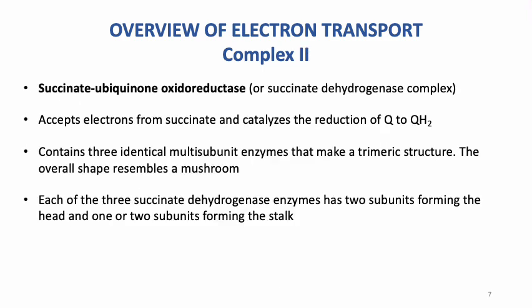The second complex, complex 2, is also named succinate ubiquinone oxidoreductase because it accepts the electrons from succinate, and through several electron carriers in the complex, it will catalyze the reduction of ubiquinone to ubiquinol. It is also called succinate dehydrogenase complex.